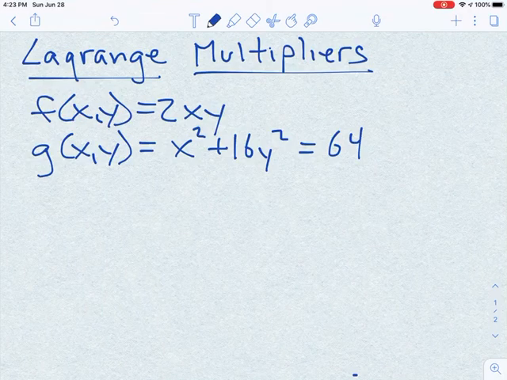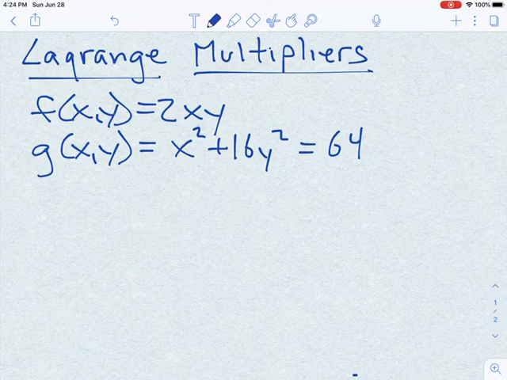In this video, I'm going to use the method of Lagrange multipliers to find the optimum values of the function f(x,y) = 2xy, subject to the constraint g(x,y) = x² + 16y² = 64. So f(x,y) is always your objective function, and g(x,y) is always your constraint.